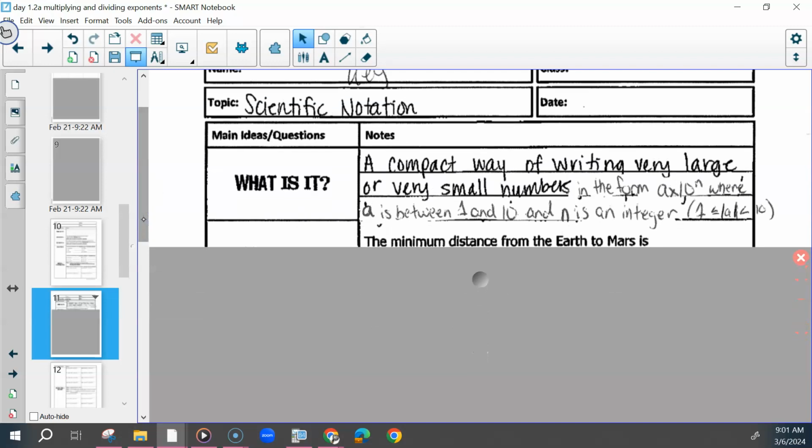So part of this was the original definition, and I changed some of it. So scientific notation is a compact way of writing very large or very small numbers in the form a times 10 to the n, where a is a number between 1 and 10, and n is an integer. That could be positive or negative. But the a value has to be positive. That's really what what's in the parentheses is saying.